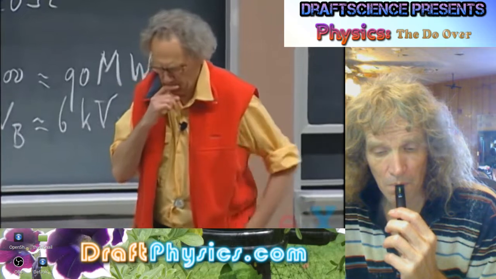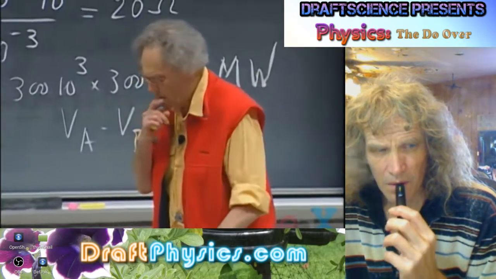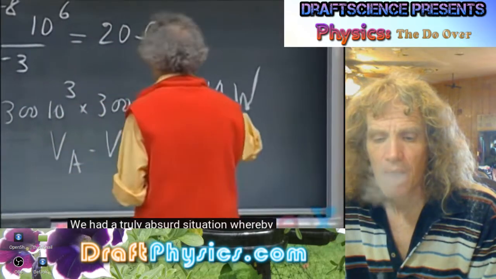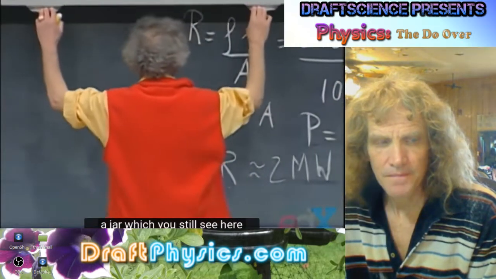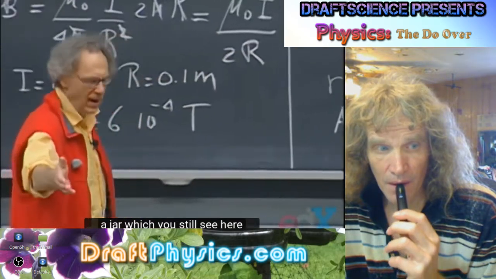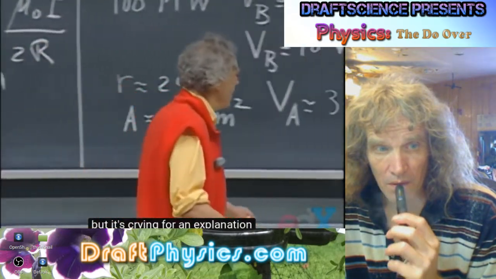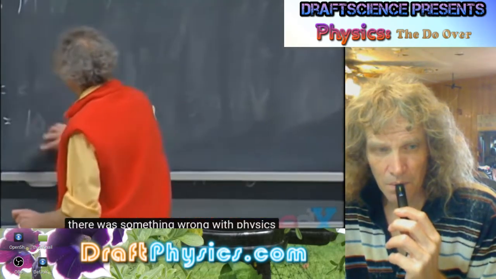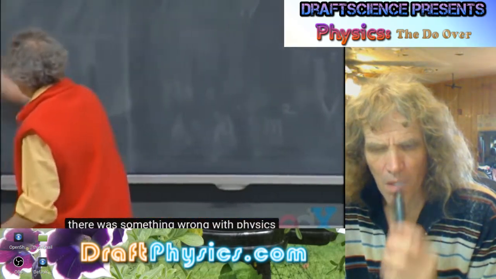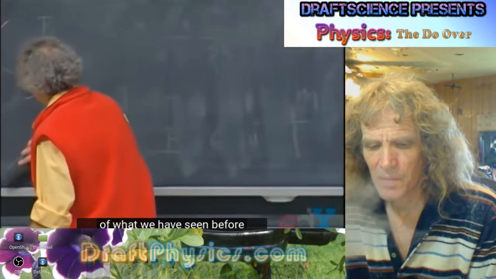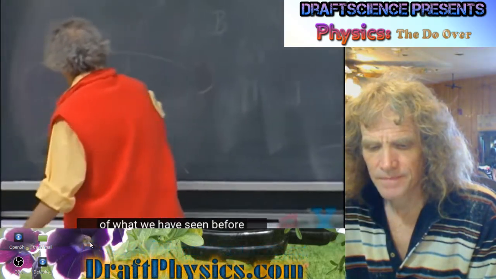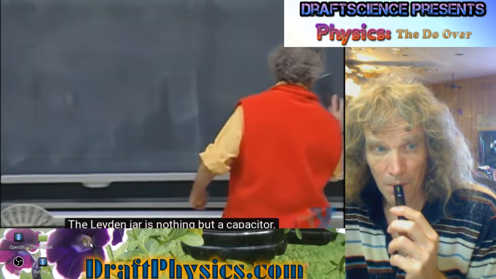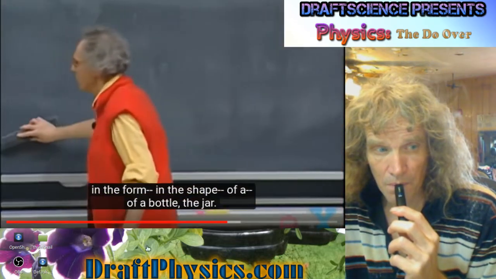I now want to revisit our Leyden jar. We had a truly absurd situation whereby we did an experiment with a jar which you still see here, and I will redo the demonstration, but it's crying for an explanation because it looked like there was something wrong with physics. I want to refresh your memory of what we have seen before and what this Leyden jar is all about. The Leyden jar is nothing but a capacitor with a dielectric between two conductors in the shape of a bottle, the jar.